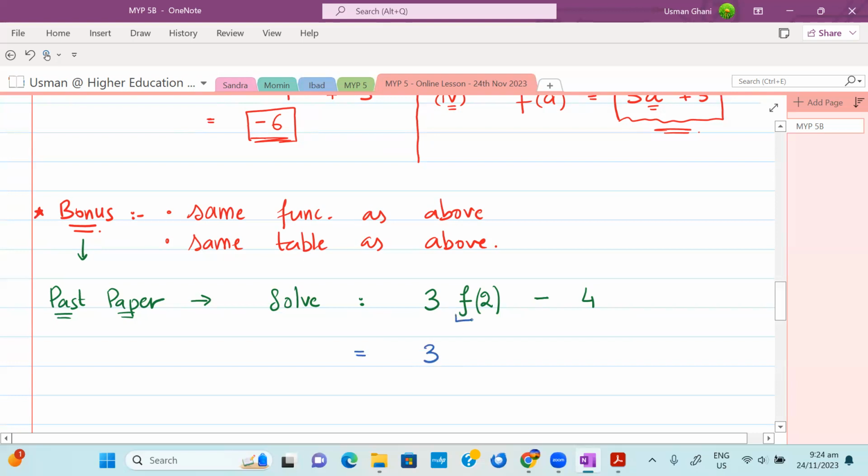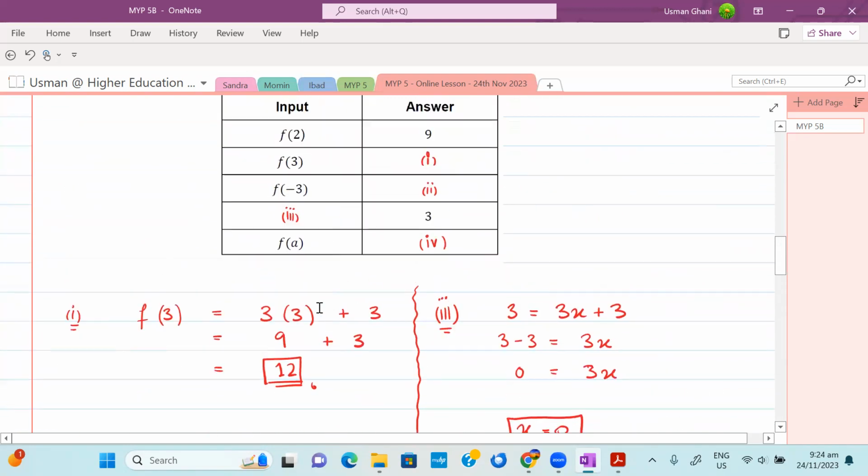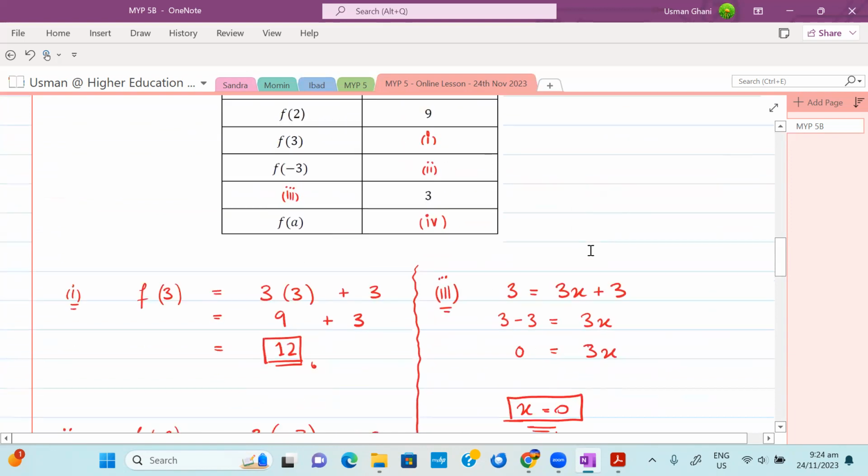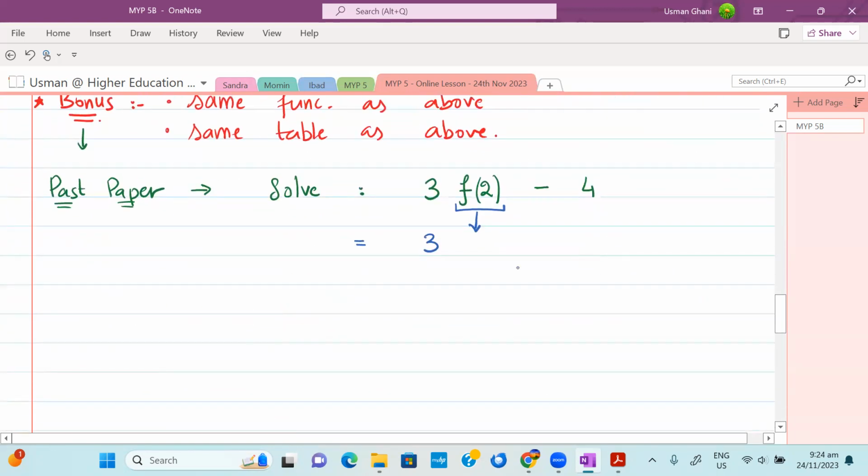3 इस बंदे से multiply हो रहा है। मुझे इसका answer तो बताओ। When I insert a 2 into my function, मेरा answer क्या होता है? I go up to my table, my answer is 9, right? ये एग्जाम में दिया हुआ था, the answer was given. All you need to do is insert a 9 over here. Minus 4. Done.